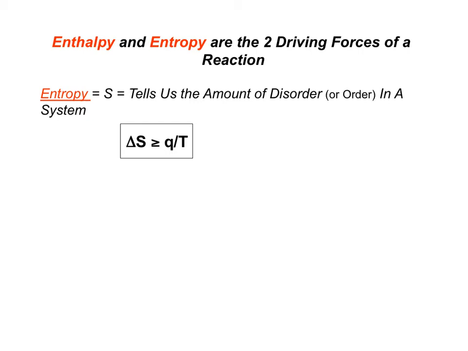Enthalpy and entropy are related to free energy, delta G. So enthalpy and entropy are the thermodynamic quantities, which are the two driving forces that determine whether a reaction occurs spontaneously. One way to define entropy is the amount of disorder or order in a system. So this equation relates entropy, a thermodynamic quantity, to heat, a non-thermodynamic quantity that we can measure.